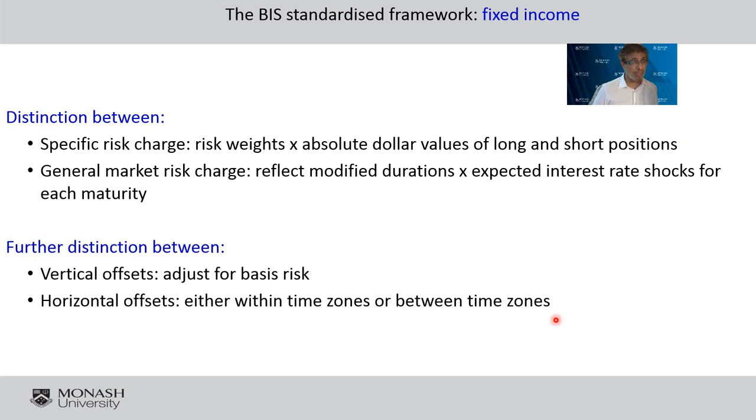So there is a distinction between specific risk charges, which are the risk weights on the absolute dollar values of long and short positions, because we have two positions and you have to take the difference between them, and the general market risk charges. This one is related to specific firms, and this one is related to the market.